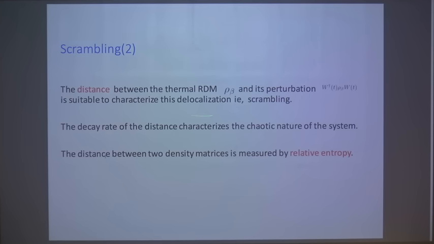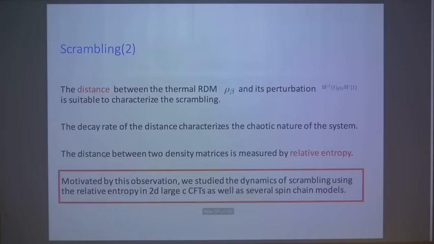This means that if I could measure the distance between the reduced density matrix of the thermal ensemble and its perturbation, then we can diagnose the scrambling. In particular, the decay rate of the distance characterizes the chaotic nature of the system. And in quantum theory, the natural distance between two density matrices is given by the so-called relative entropy. Motivated by this observation, we studied the dynamics of scrambling using the relative entropy in 2D CFT in the large central charge limit, as well as several spin chain models.